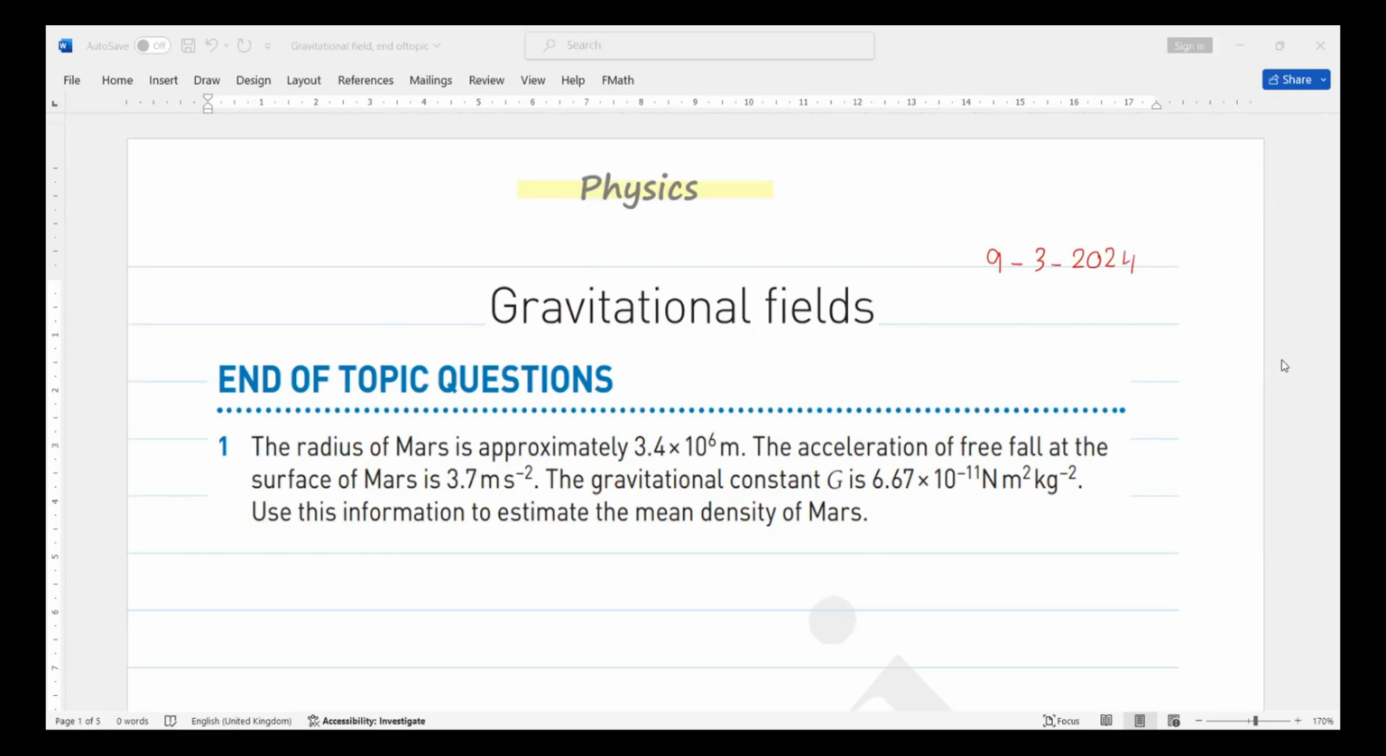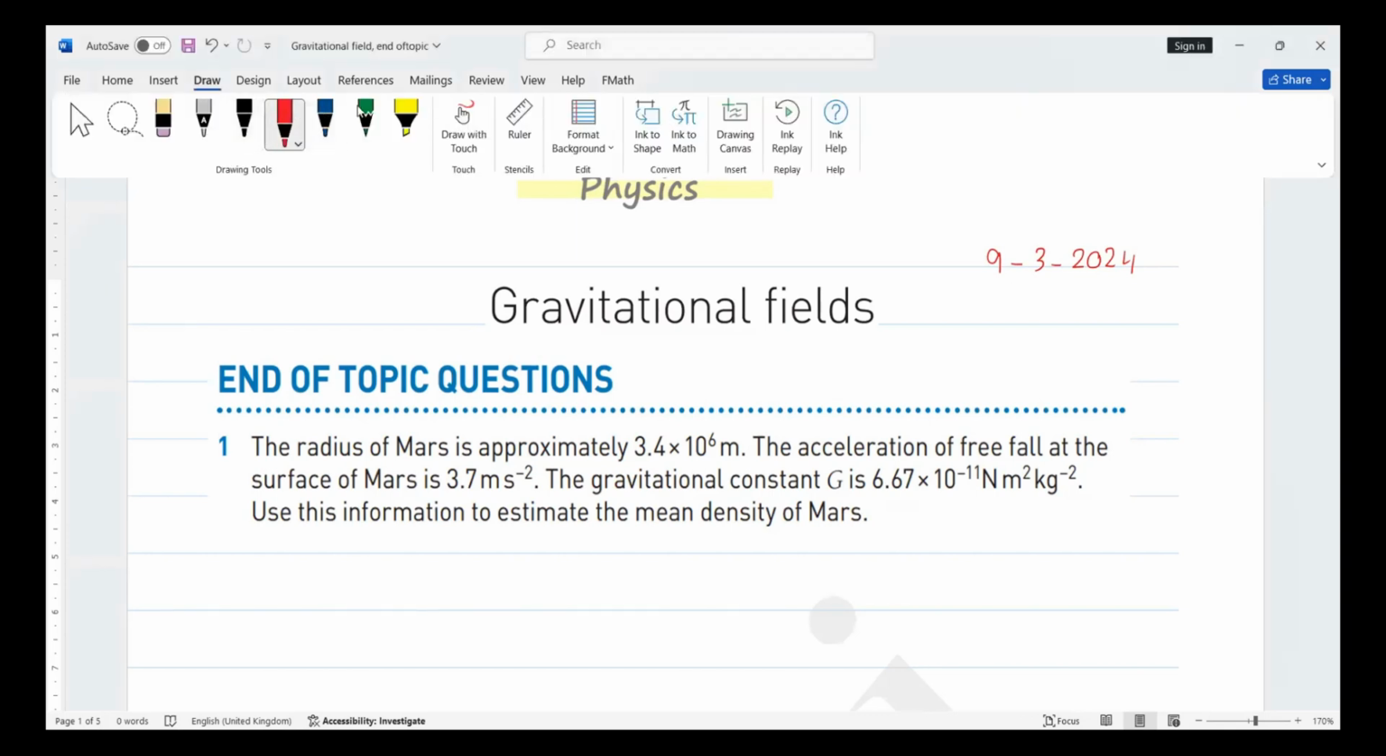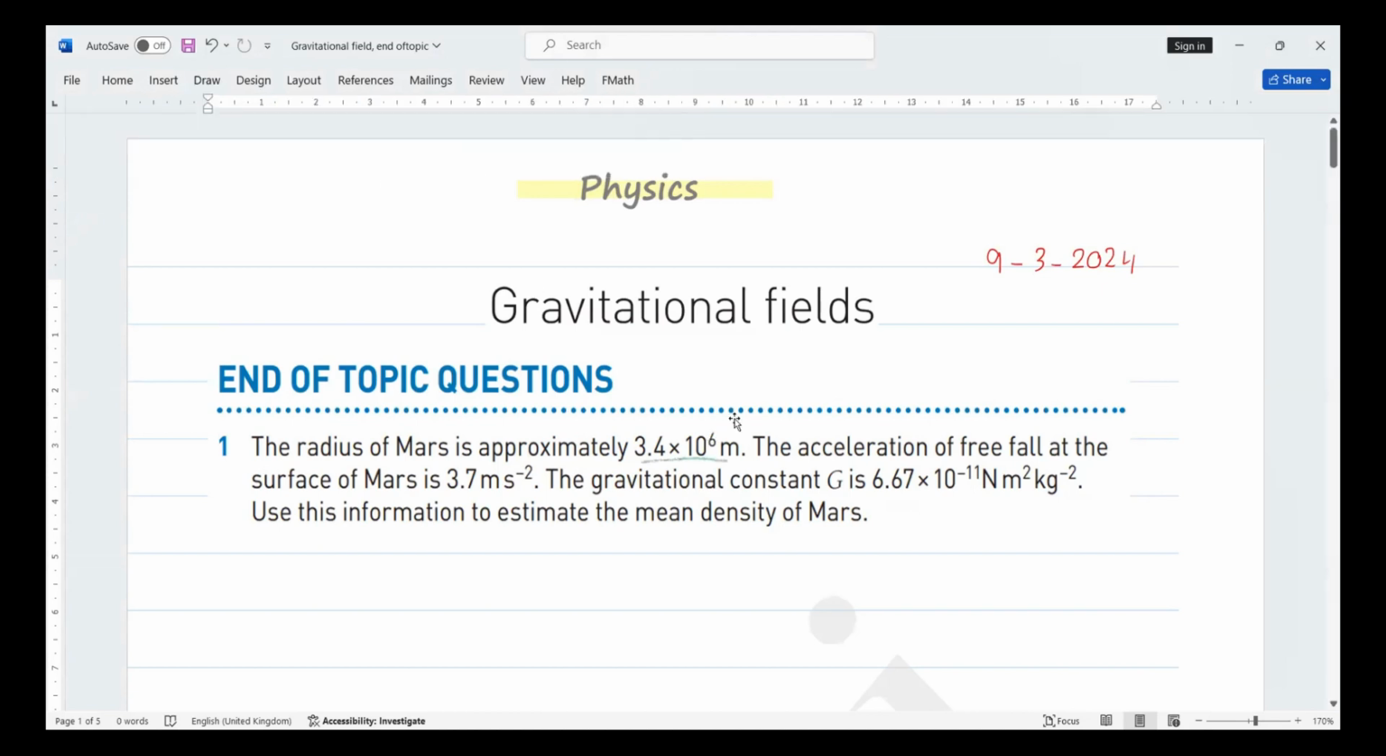Can you see that? Question number 1, in the end of topic questions. I write the given: the radius of Mars. So we have R, the radius, R equals 3.4 multiplied by 10 power 6 meter. But here, this is R capital. It is the same as R small.